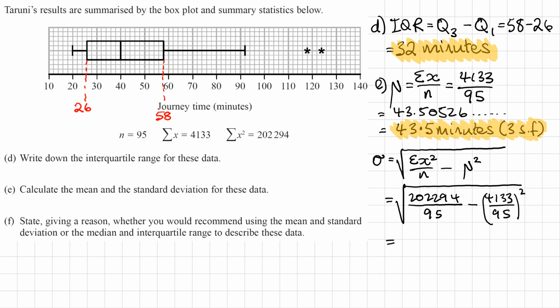Now, you could also just use the answer button on your calculator if you've just done this calculation. And this comes out as 15.38514. Again, 3 significant figures. So that'll be 15.4 minutes as our standard deviation, and that's 3 significant figures.